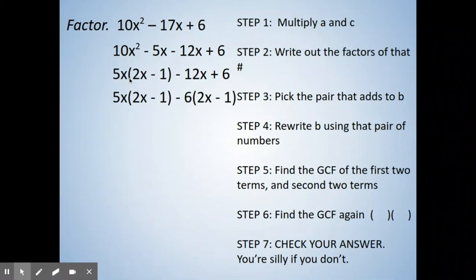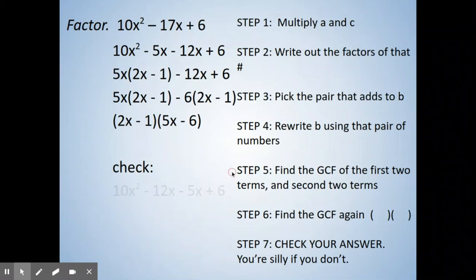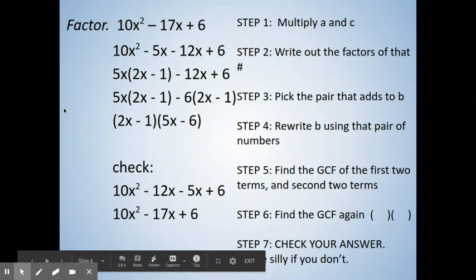So to finish factoring, I noticed that both of these have 2x minus 1, something they have in common. So that 2x minus 1 becomes my GCF, and it leaves me with 5x minus 6, my other set of parentheses. But wait, are you telling me we should check our answer? Let's do that. You want to multiply all this out. It would give you the 10x squared minus 12x minus 5x plus 6. And then when we combine these, it gives us what we started with.